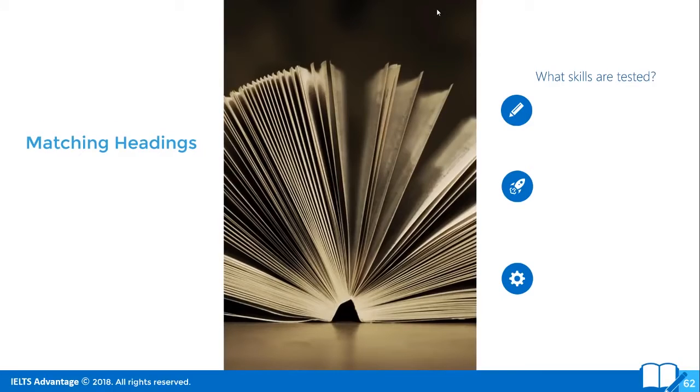I'd say true, false, not given is the one that students worry about the most, and then a close second is probably matching headings. Now, as you probably know, I don't teach any tips or tricks or anything like that, but I'm going to show you a very, very powerful, I wouldn't call it a trick, I'd call it a very effective method for getting matching headings correct, or nearly all of them correct.